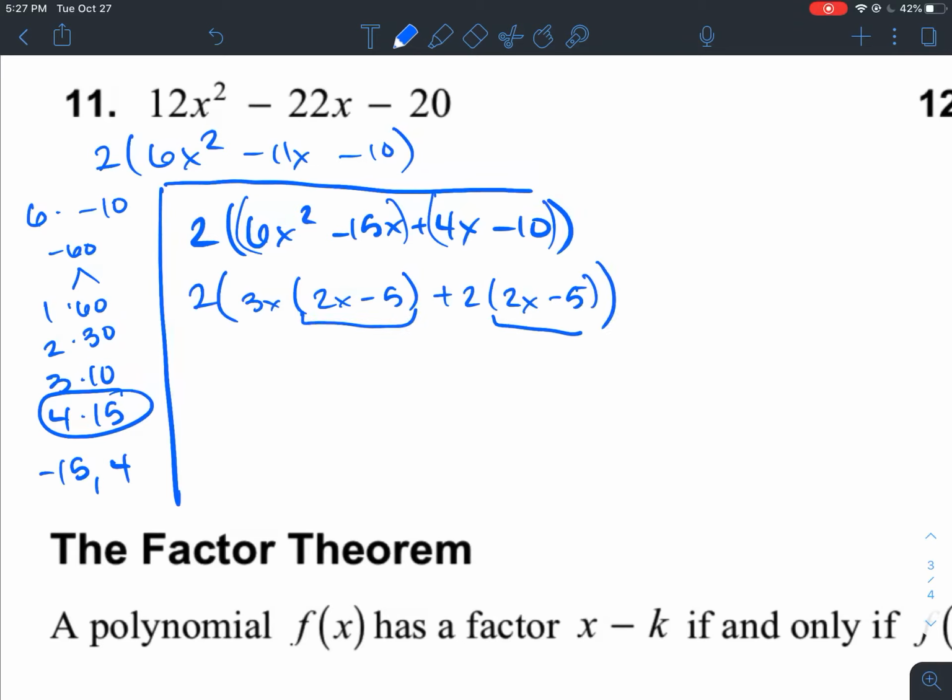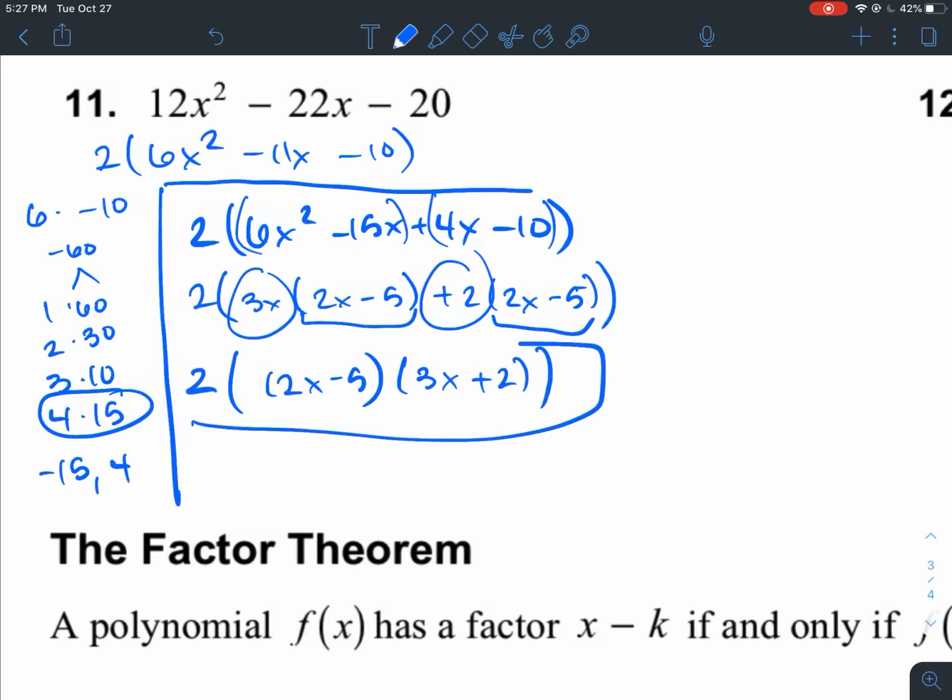And thus I have a common binomial factor. So I can take out the 2x minus 5, and I'll be left with 3x and positive 2. So 3x plus 2. And there you go. That should be that factored completely.